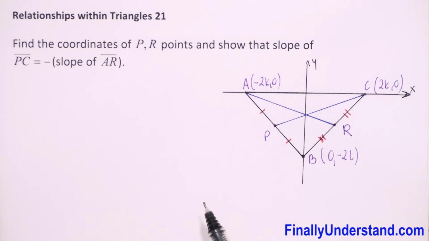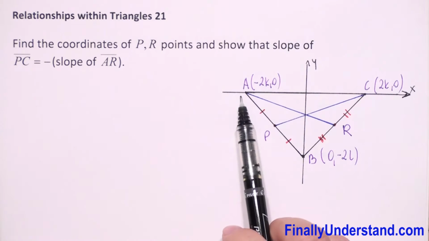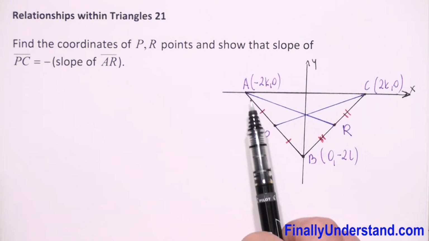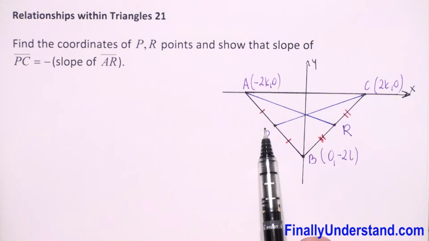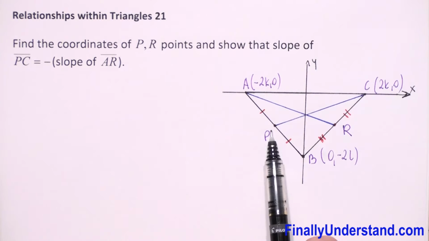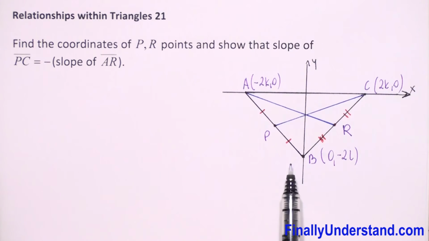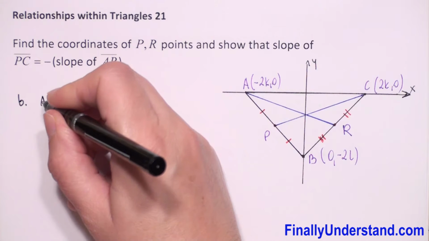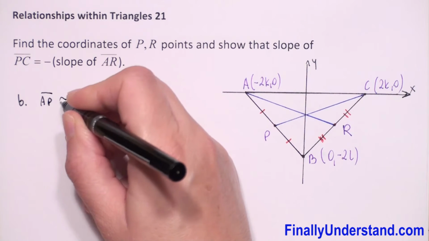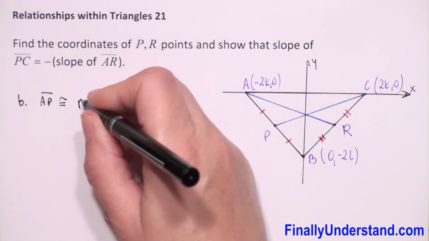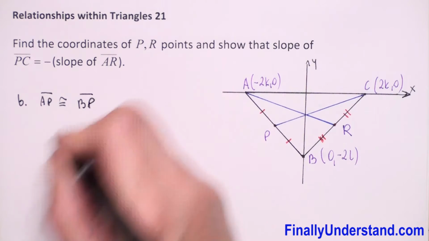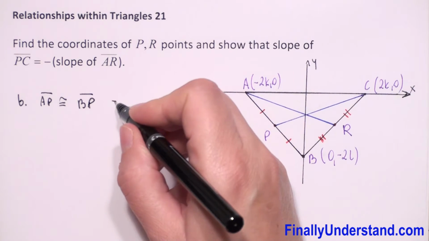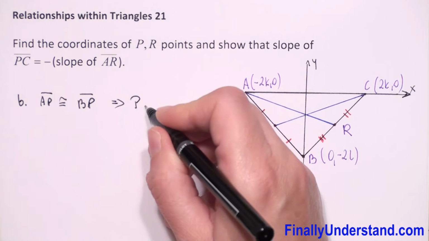We see that P is between A and B, and we see that AP is congruent to BP. It means that P is the midpoint of AB. So let's write this, because AP segment is congruent to BP segment. It means that P is the midpoint.